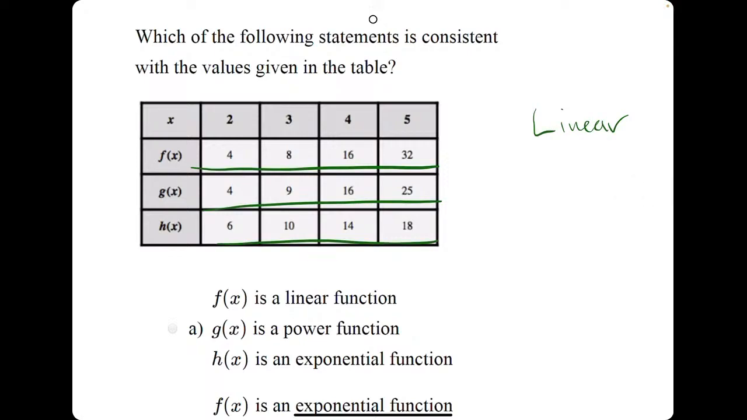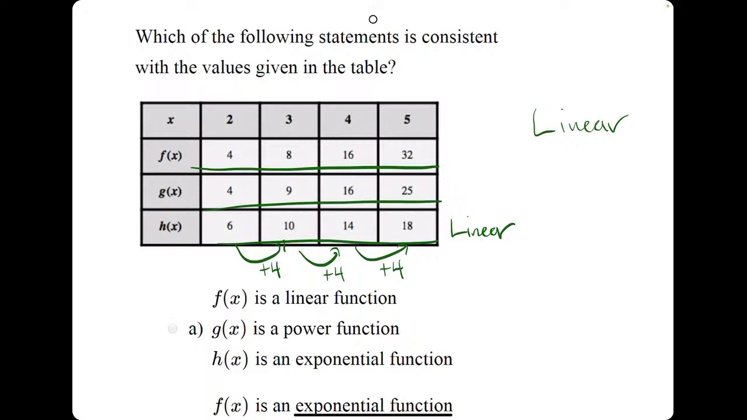So when we find the one that is linear, we know we're adding 4 to get from 6 to 10, 10 to 14, and 14 to 18. So once we find the one function for which we're adding the same amount each time, we know that one is linear.